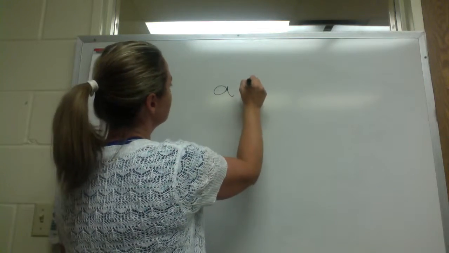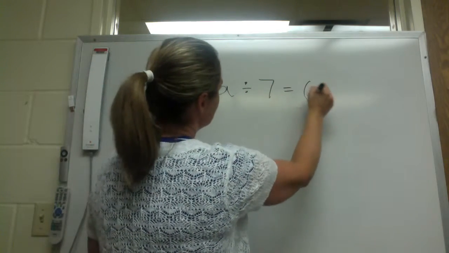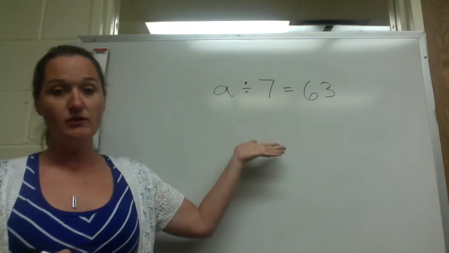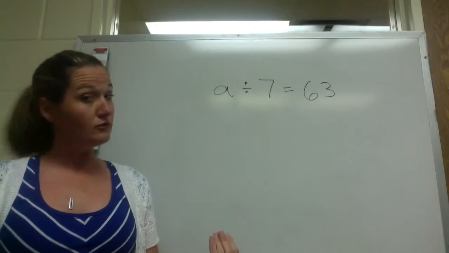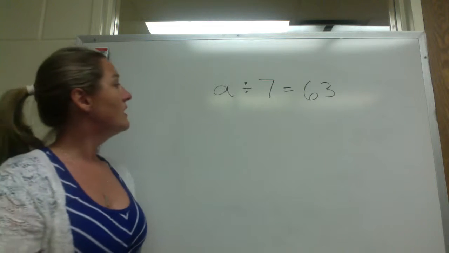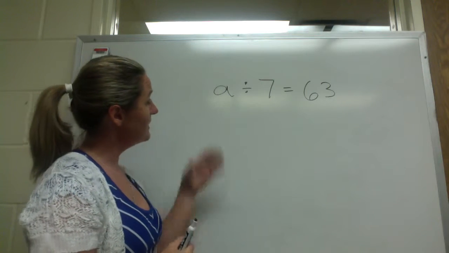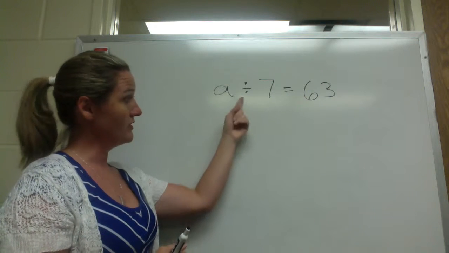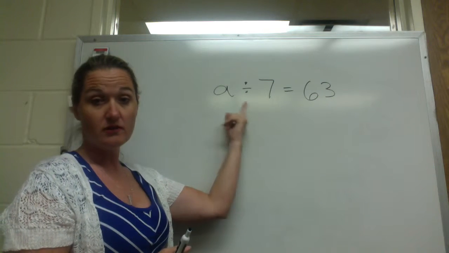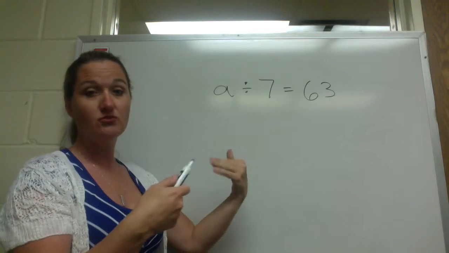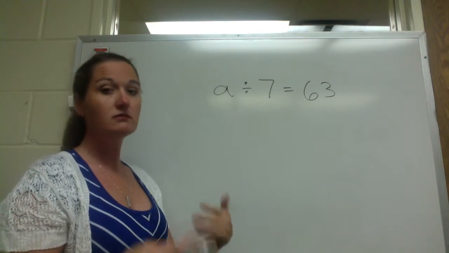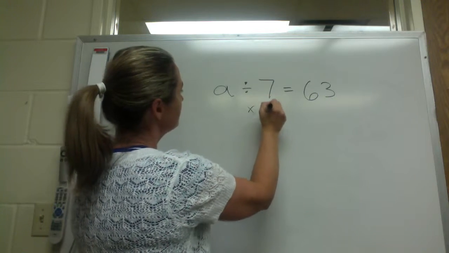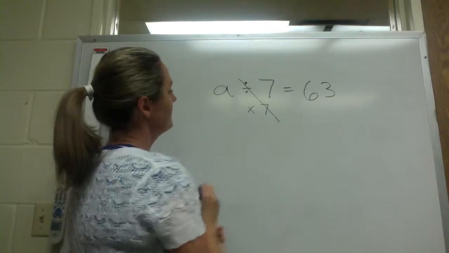Let's do a divided by 7 is equal to 63. Here we go. So we've got a divided by what number is 63? Yes, I know you know the answer, but we're going to work it out. We want a to be all by itself on this side of the equation. What's in the way? The divided by 7. Got to make this go away. Ask yourself, what's the opposite of dividing by 7? Multiplying by 7. So I'm going to multiply by 7. That is now gone.